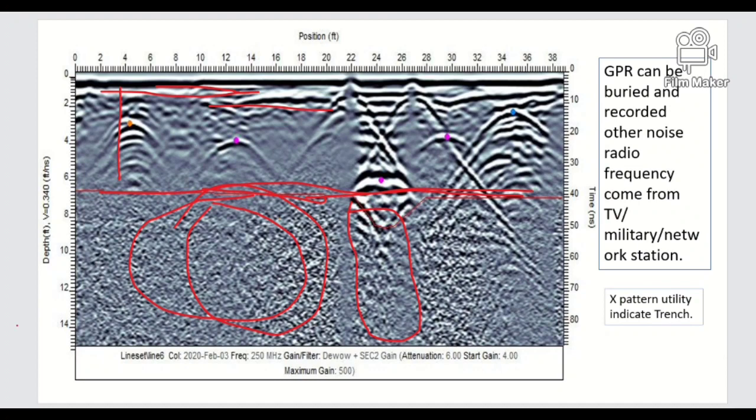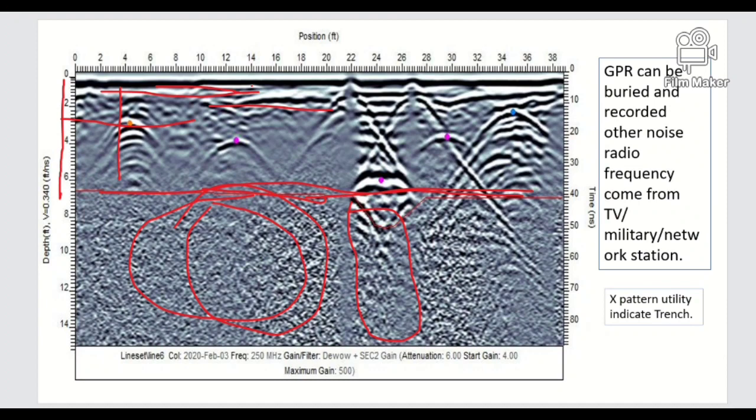And then here, velocity: if it is less than 0.03 meter per nanosecond, we can consider the object to be in the air or on the surface.